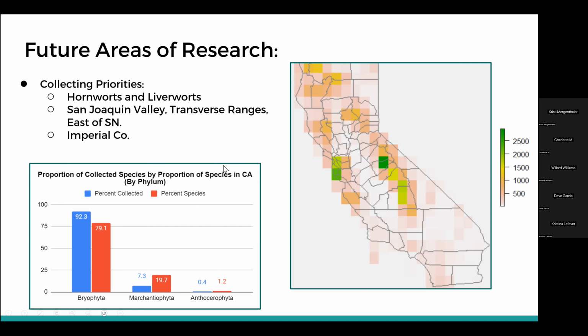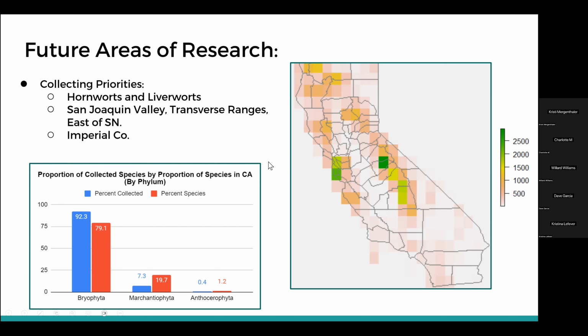So certainly, spatially, we need to collect more in the San Joaquin Valley. That's this area here in California. The transverse ranges, which is over here. And then east of the Sierra Nevadas, the Great Basin region also has lots of gaps in it. And specifically in terms of counties, this county down at the bottom right of California, Imperial County, has I think maybe 20 collections in it. So it's really poorly understood. Although it is largely desert, there are more bryophytes to be collected there.